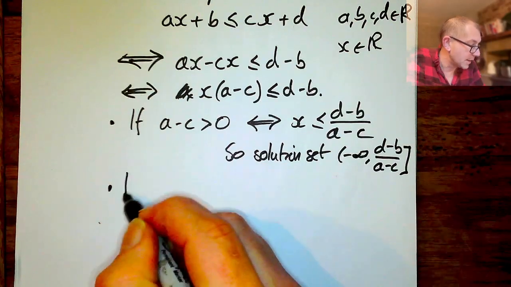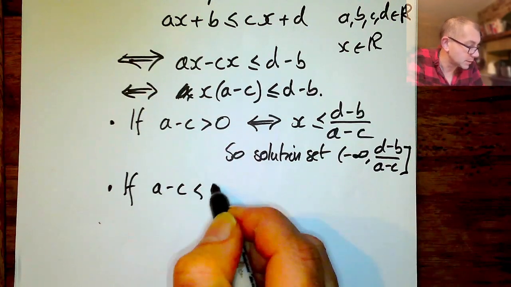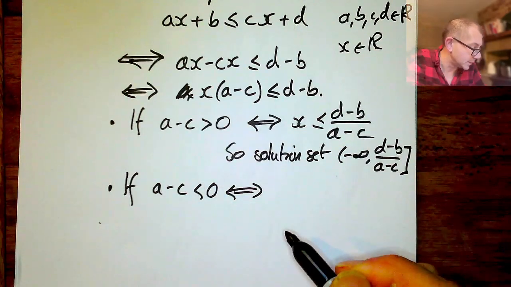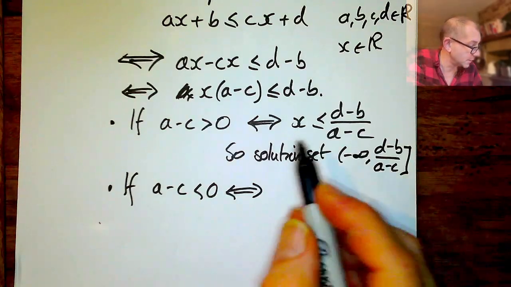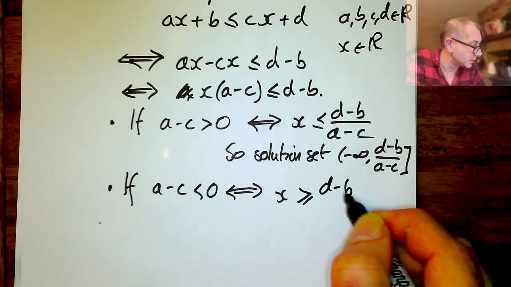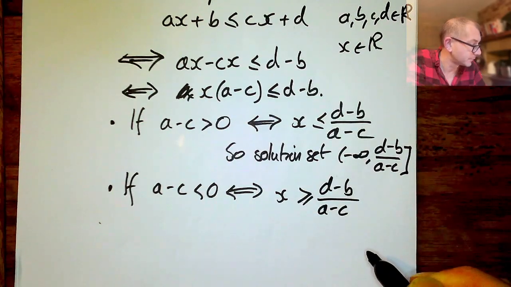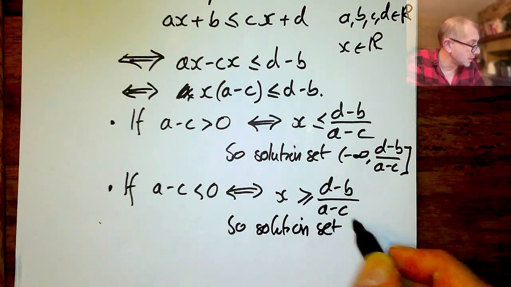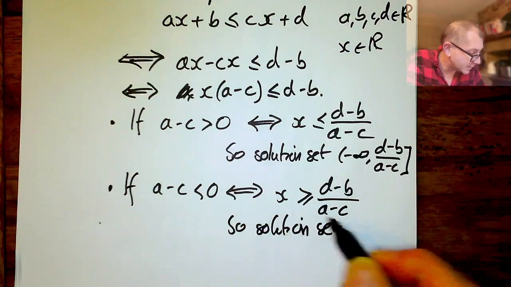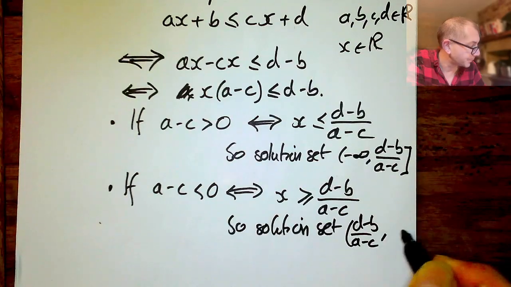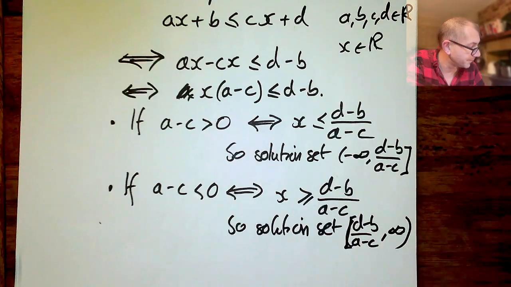Another case is if a minus c is less than 0. In which case, I know I can divide through by this number, which is negative, as long as I swap the sign over. So x now has to be bigger than or equal to d minus b over a minus c. And then the solution set, in this case, is everything up to plus infinity from whatever this value is. So d minus b over a minus c, and we include the endpoint, and we go all the way up to infinity.